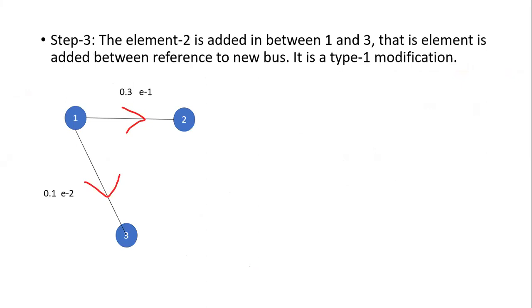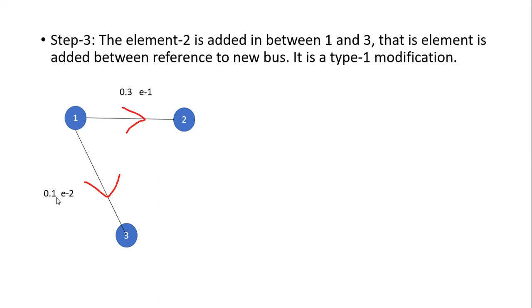What is step 3? The element 2 is added in between the 1 and the 3. This is the 1 bus and this is the third bus. The element 2 is added in between the 1 and the 3, that is, the element is added between the reference to the new node. 1 is the reference node and 3 is the new node.